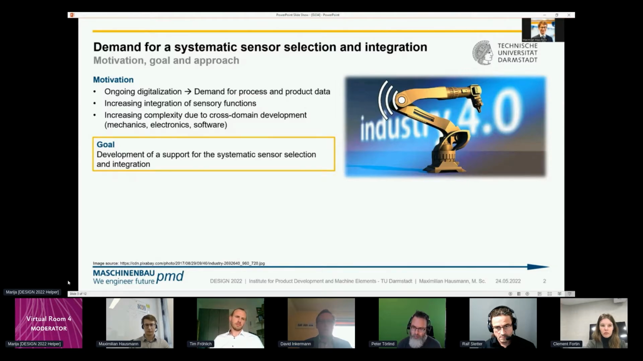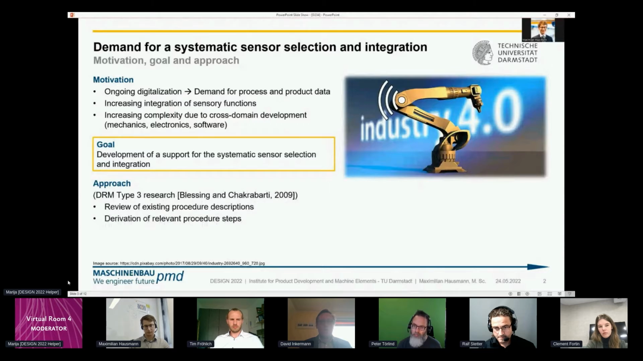Therefore, in a first step, existing procedure descriptions in the literature were reviewed and relevant procedure steps were derived. Subsequently, established procedure models were evaluated for an application in this context, and the most suitable procedure model was selected and adapted. The work was concluded with an initial verification of the developed procedure model.